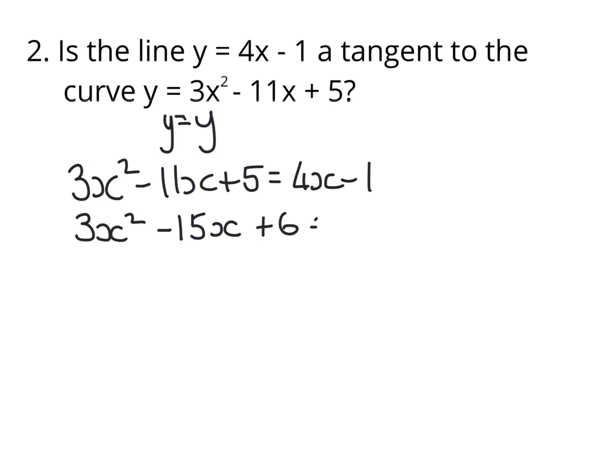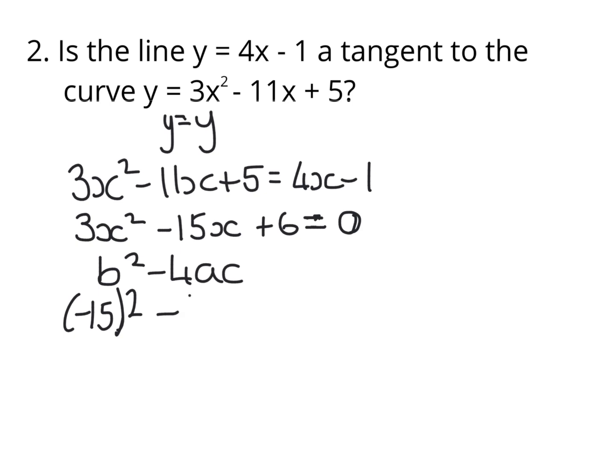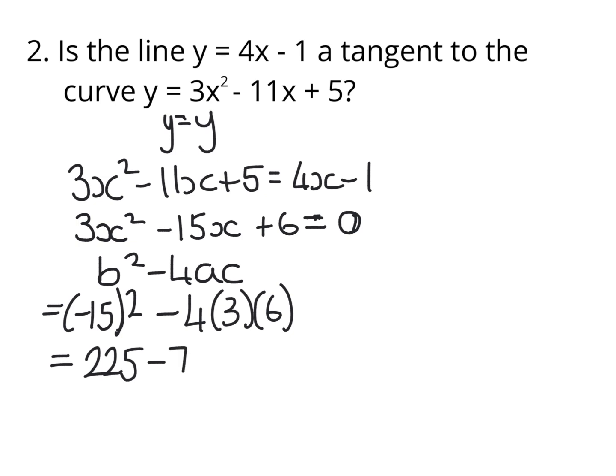Now, quick inspection. This is not going to factorise nicely. It's certainly not going to give me repeated roots. So we're going to do the discriminant, b squared minus 4ac. So b squared is minus 15 squared, take away 4 times a is 3 and b is 6. And this gives us, I don't know why I've put that equal to 0, sorry, this gives us 225 minus 72, which is 153.